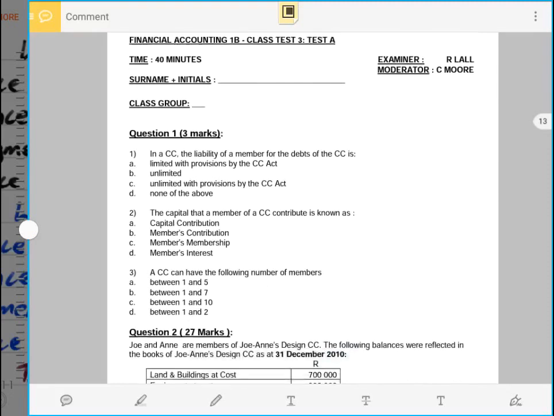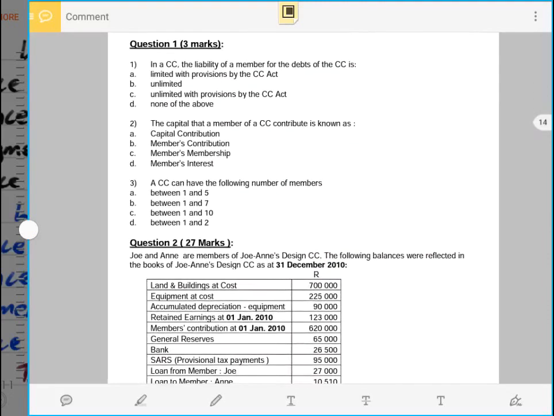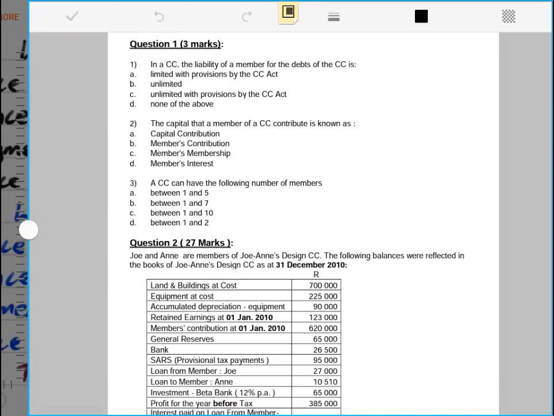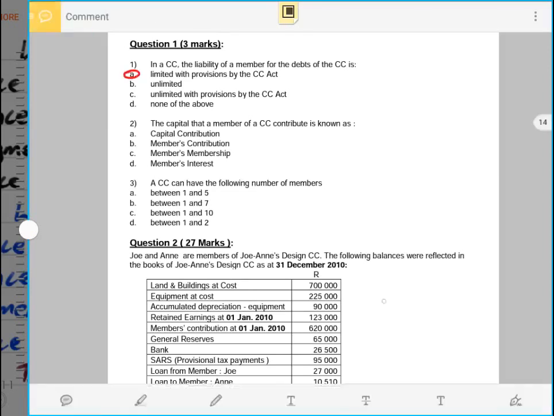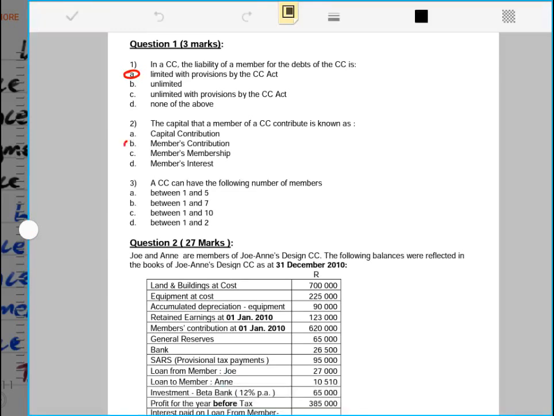We have question 1 being out of 3 marks, just MCQ questions. The first question says, in a close corporation, the liability of members for the debts of the CC is limited to the provision by the CC's Act, and that becomes the correct answer, A. Question 2: the capital that a member of a CC contributes is known as members' contribution.